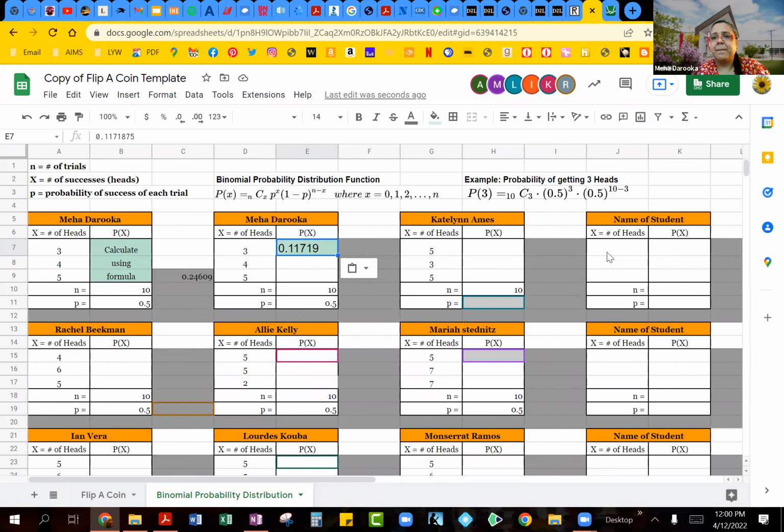Then I'm going to multiply this with our value of P, which is 0.5. And again, since that value will stay the same, I'm again going to put dollar symbols around it.